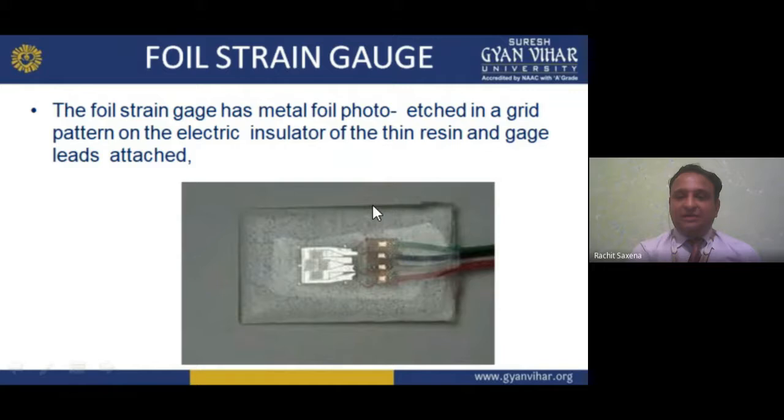Etched in which pattern? Grid. Etched in a grid pattern. This is a grid pattern on the electric insulator, on which, having some insulator, we are placing it like this.